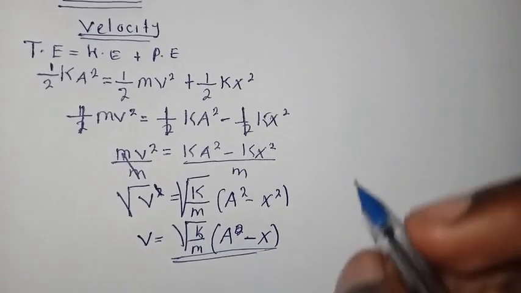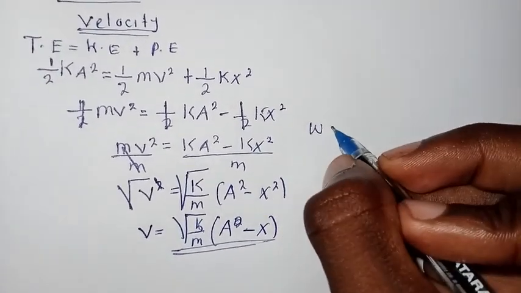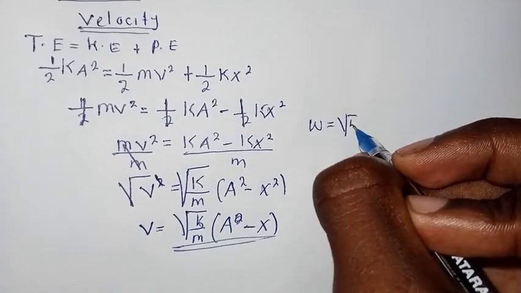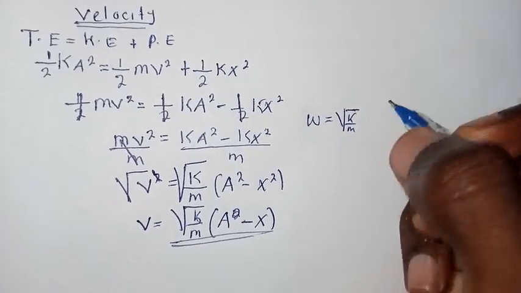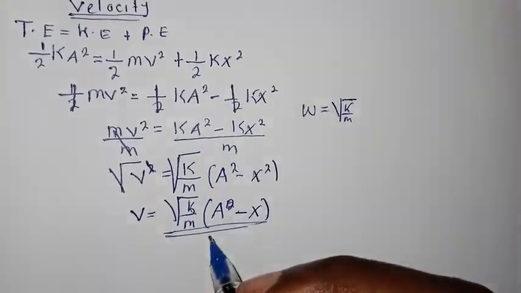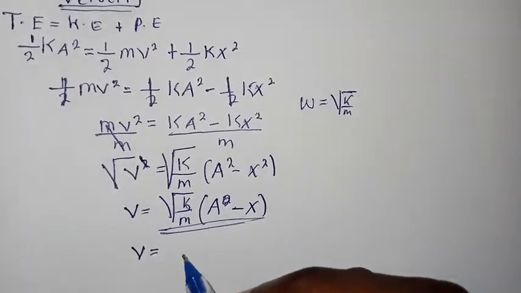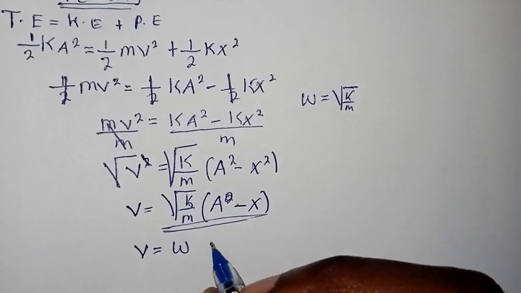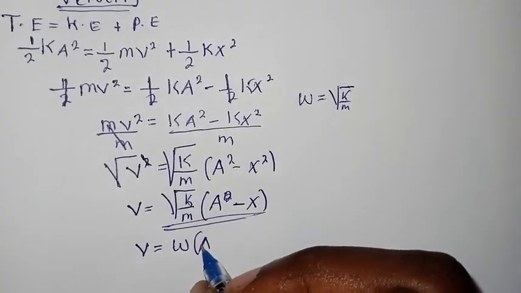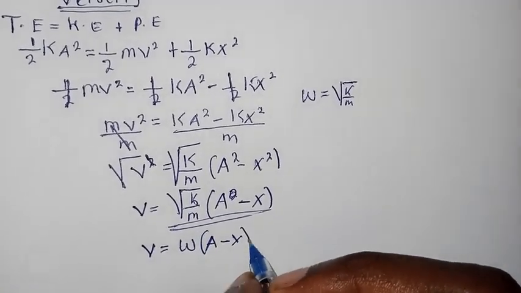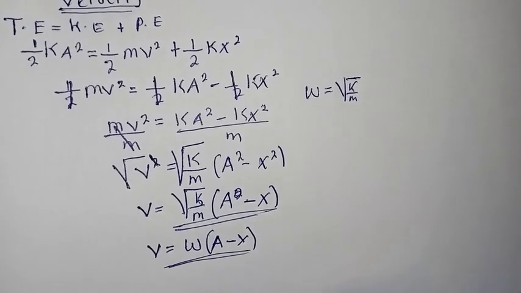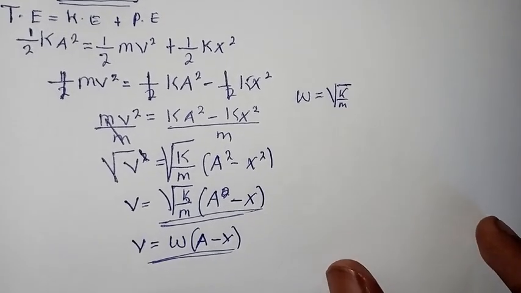Okay, now remember that omega was equal to the root of k over m. Therefore, this is just the same as v is equal to omega, you can replace it here, then a squared minus x squared. You can also use this formula.